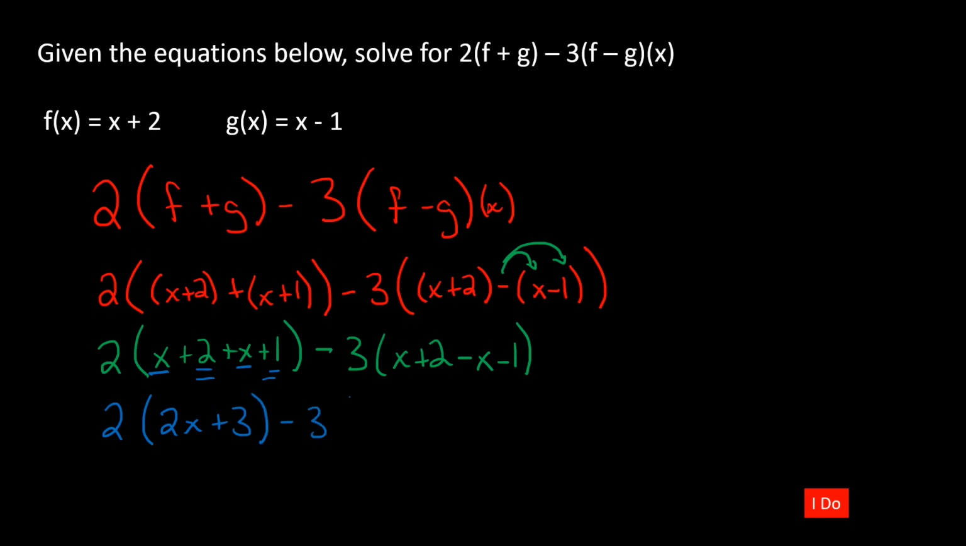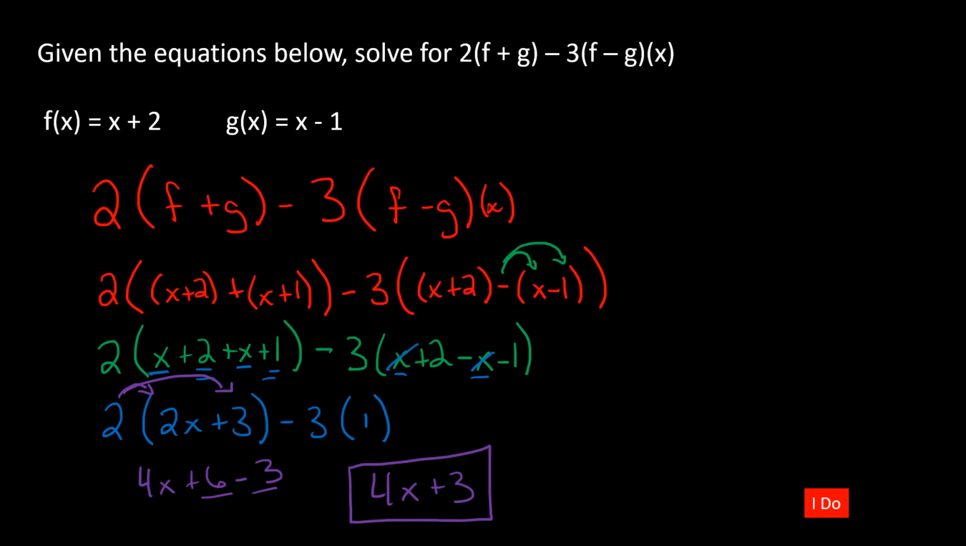Minus 3 times x minus x. Well, those simplify out. And then 2 minus 1 is 1. So this is cleaning up pretty nicely. What we need to do here is distribute this 2. 2 times 2x is 4x. 2 times 3 is 6. And then we have minus 3 times 1, which would just be minus 3. So lastly, we have our last bit of combining like terms. We're left with 4x. 6 minus 3 is 3. And this is it. So quite a bit of work.